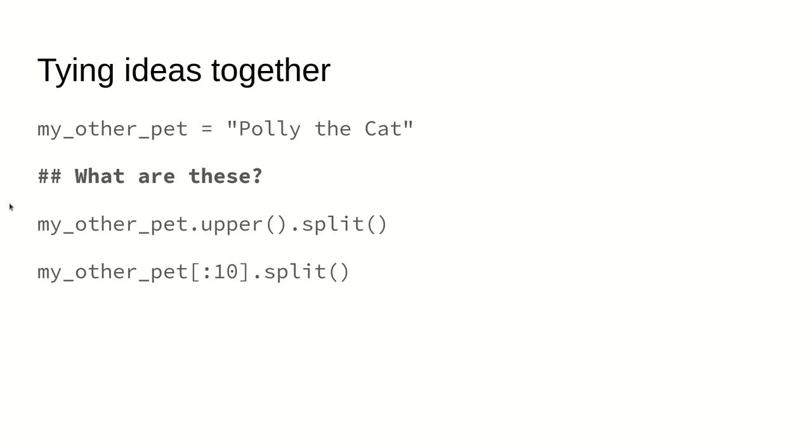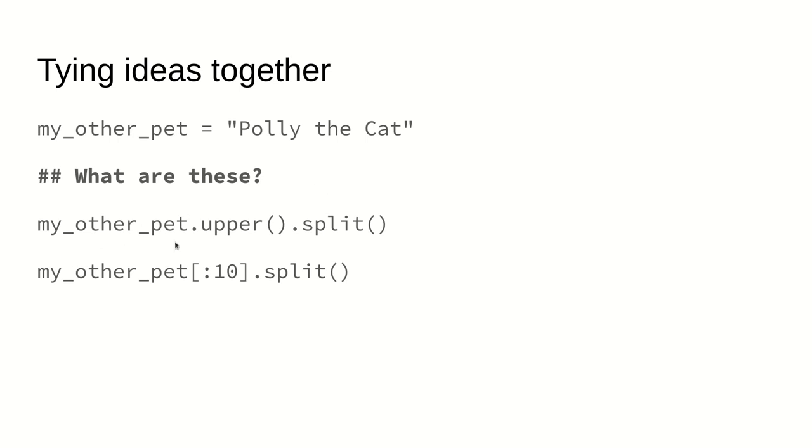Because it results in a string, I can then call other methods using it. So this will get the result of calling upper, and then it will split. It will split into a list that is all uppercase "POLLY", all uppercase "THE", and all uppercase "CAT". So we can put these together to do multiple operations on one line.